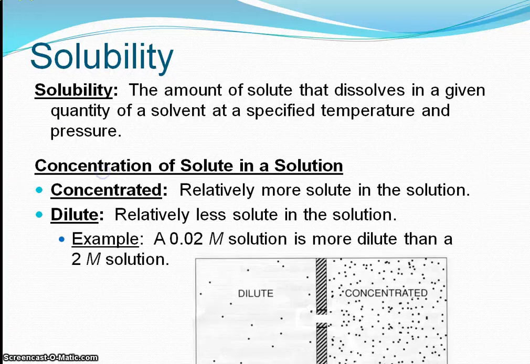And if you're a visual person, this kind of helps. Dilute is where you have fewer particles in the amount of solution. So either you could just add fewer particles, or you could add more of the solvent to dilute it.